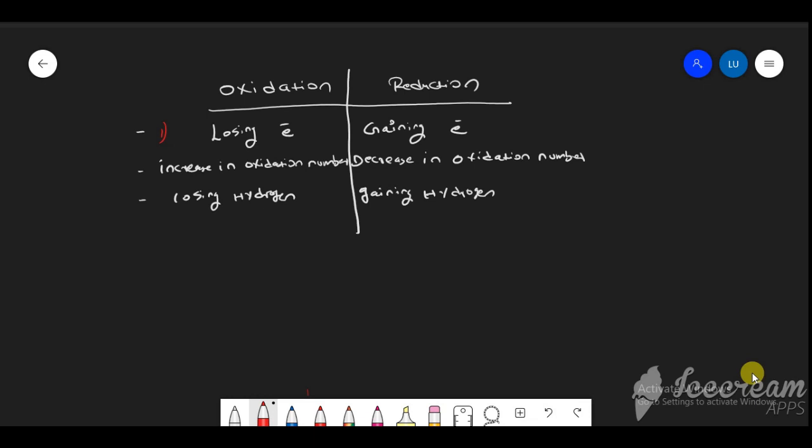And also in the case of an oxidation reaction, there is a loss of hydrogen, and in the case of a reduction reaction, there is a gain of hydrogen. And these are the main three things that we need to keep in mind regarding oxidation and reduction reactions.